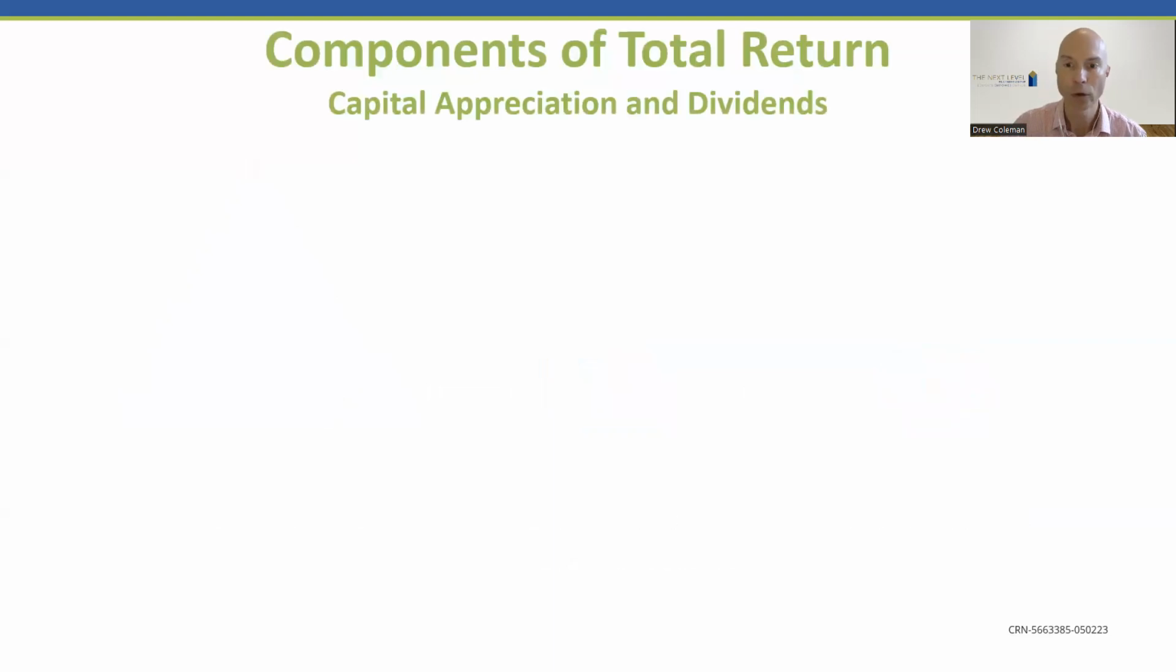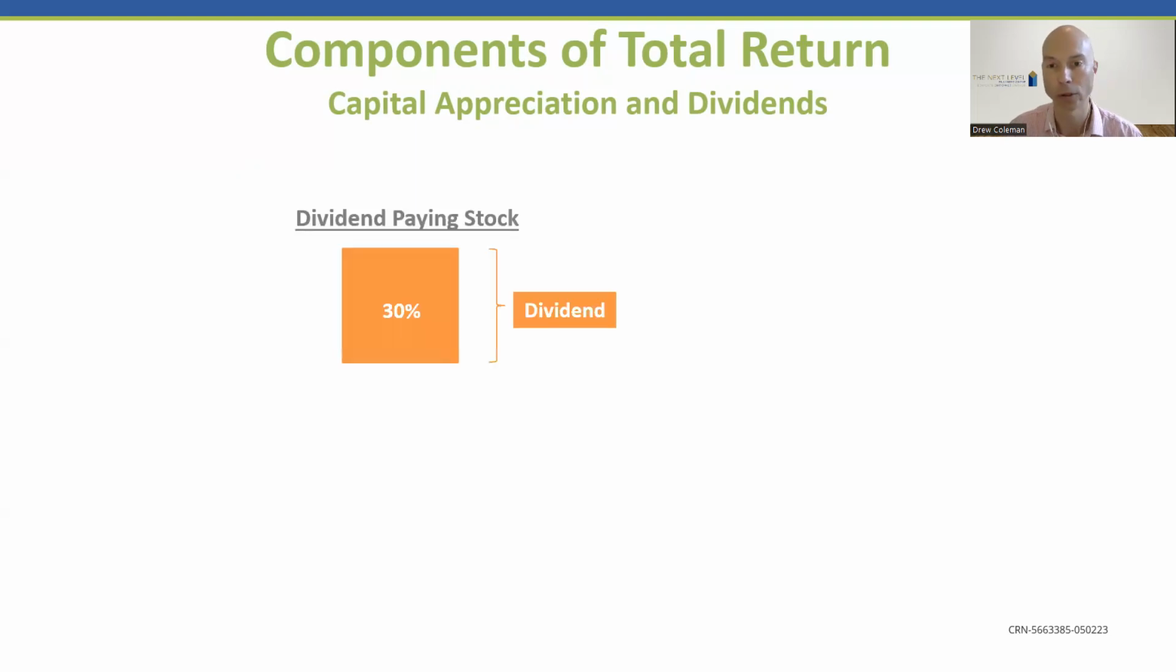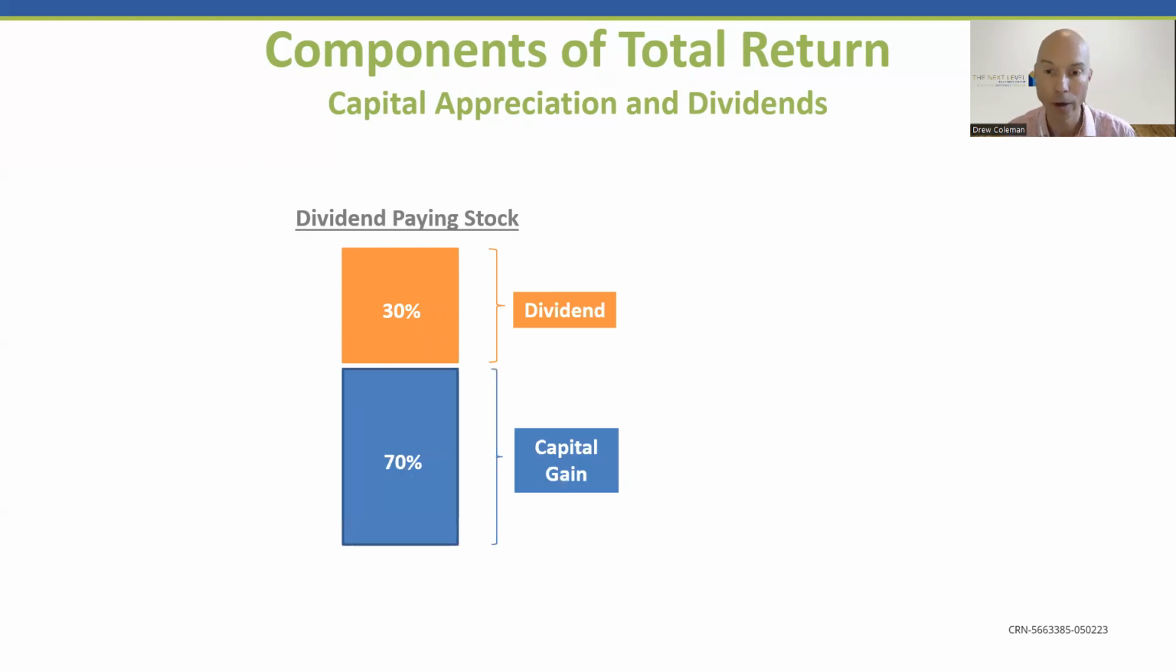So on this concept of total return, let's spend a few moments understanding what this is. It can be a very helpful thing to understand. Total return is simply the combination of capital appreciation and dividends. When you invest in a stock, what you experience is that total return. For a dividend paying stock, part of that total return is the dividend, and the other part of that total return is the capital gain. The two of them represent the total return.